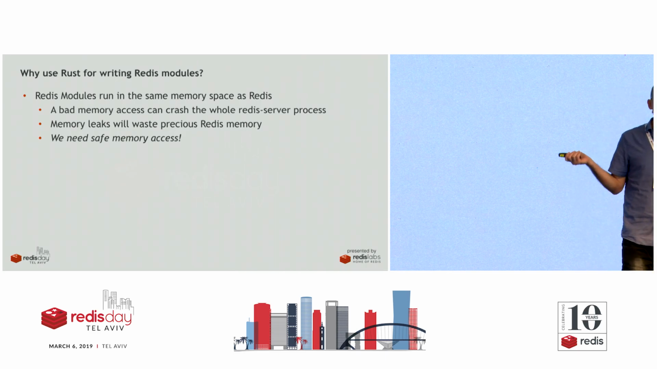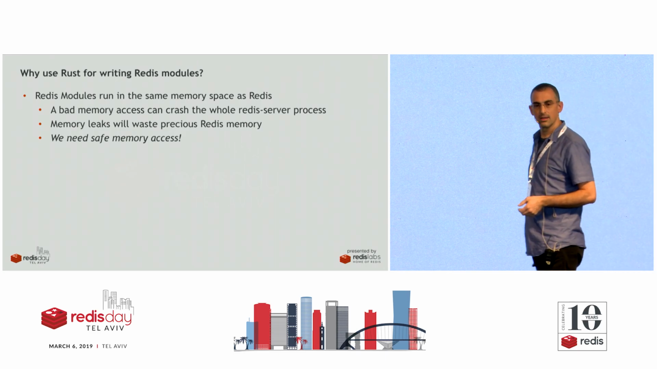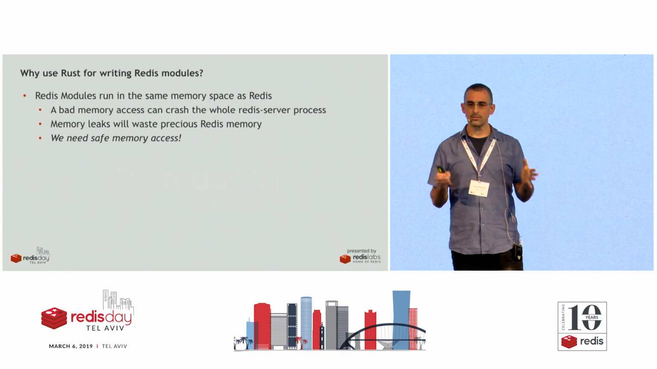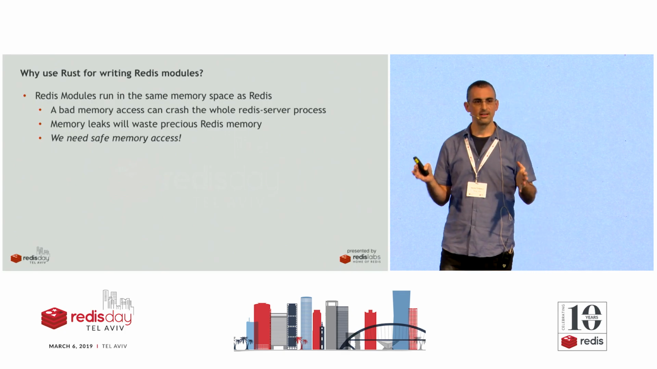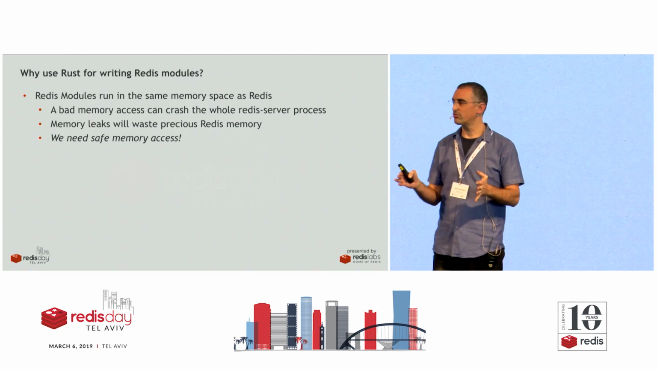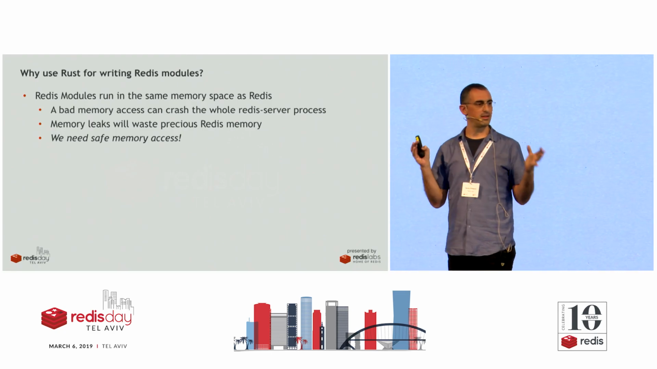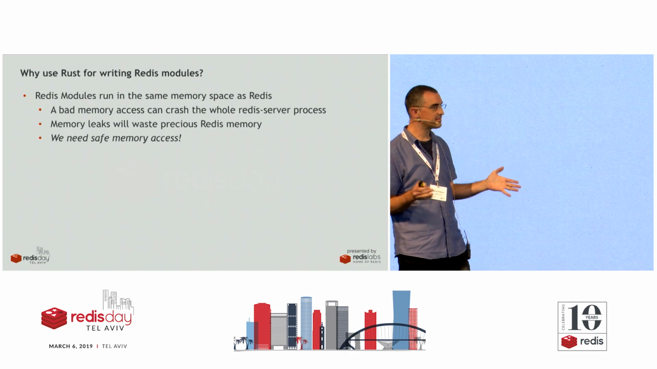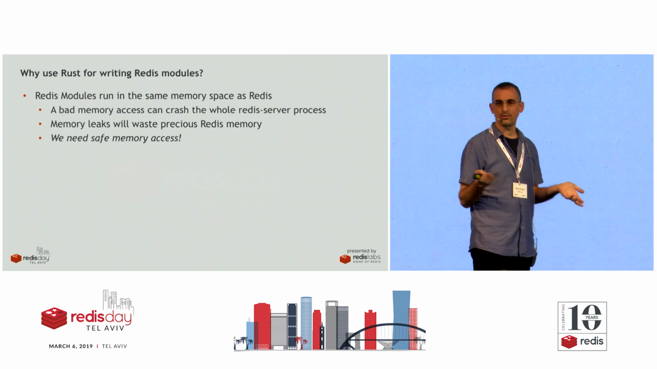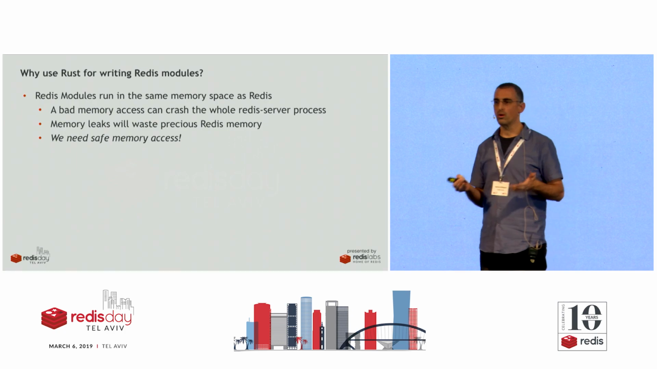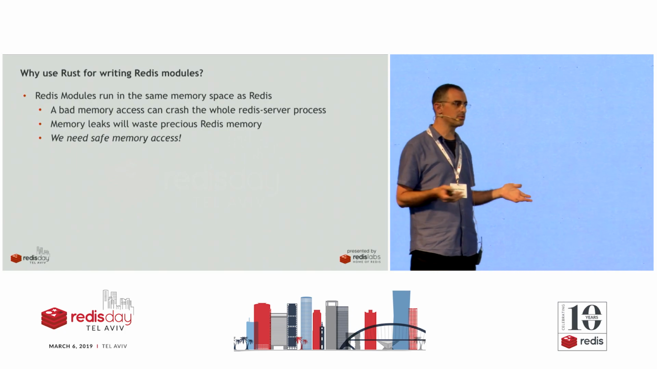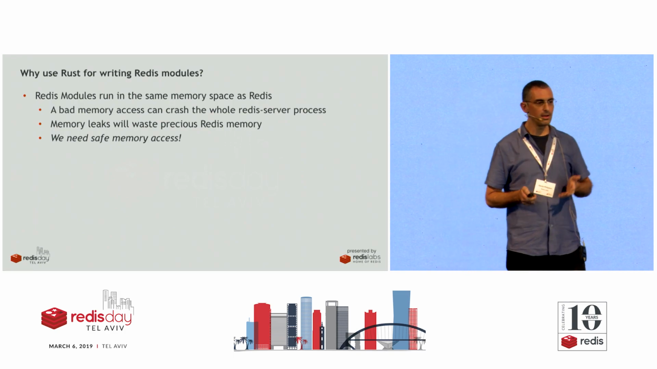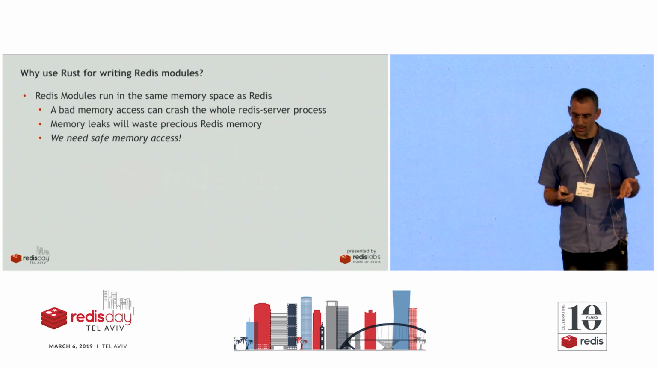So why use Rust for writing Redis modules? Redis modules run in the same memory space as Redis. This is something that's sacred, memory space. If you crash Redis because you do an incorrect memory access, Redis is gone. You crash your server. We don't want anybody to easily be able to do that. If we want to write a small module to do something, or even a big module, we would like that module to be safe.